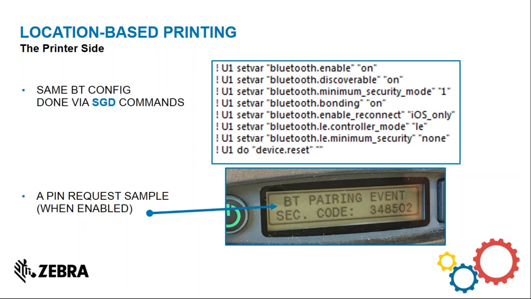When a pin is set up for security pairing, if your printer has a display, you see the security code shown over there, like in the picture in this slide. If the printer has no display, you'll see it printed on the label, on the media inside the printer.